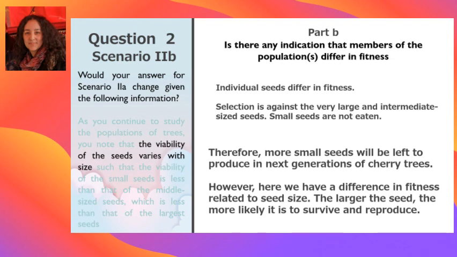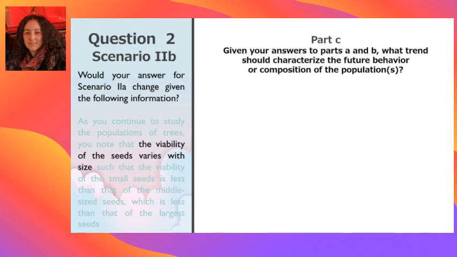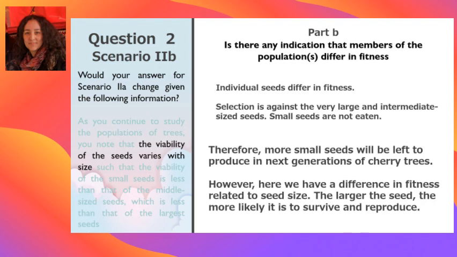However, now we have this difference in fitness related to seed size. So the larger seeds are the most likely to survive and reproduce, even though they are selected against. So we have more small seeds, but they are less likely to reproduce. And we have less large and medium seeds, but those are increasingly more likely to reproduce. I'll go back here for a moment and give you a minute.